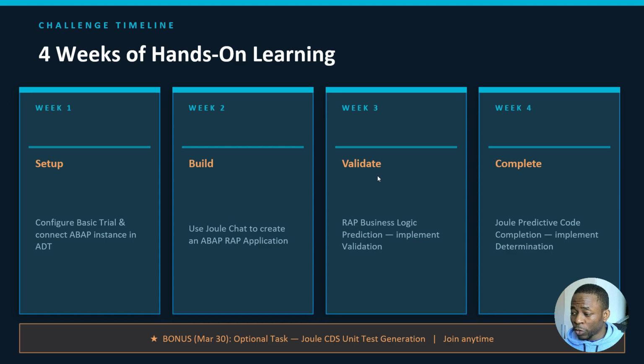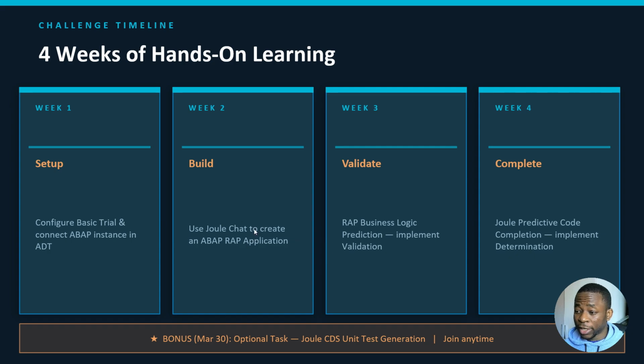For the third week, you use RAP business logic prediction to implement a validation. The fourth week is where you wrap it up. You use Joule predictive code completion to implement a determination. And of course, in the subsequent week, there's a bonus task, which is optional. You use Joule CDS unit test generation. The challenge officially started on March 2nd, but you can still join, so there's still time. Let's talk about how you can get in on this.